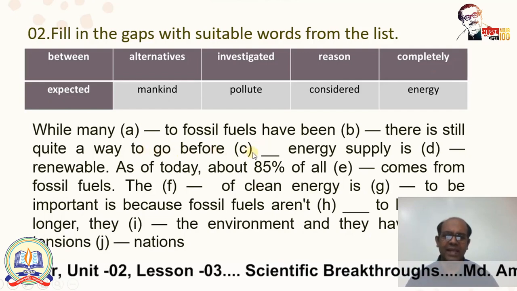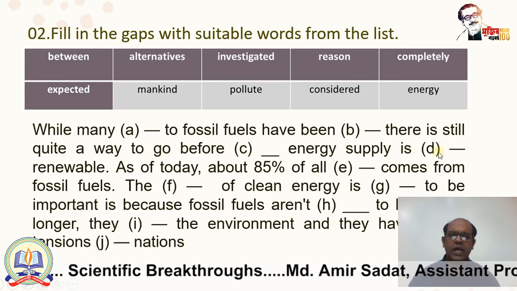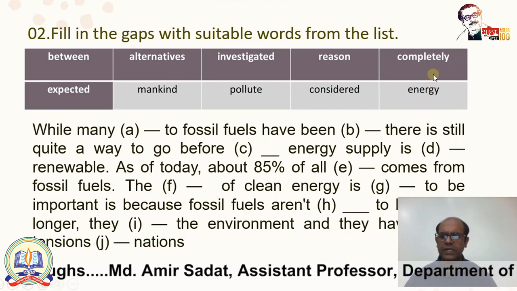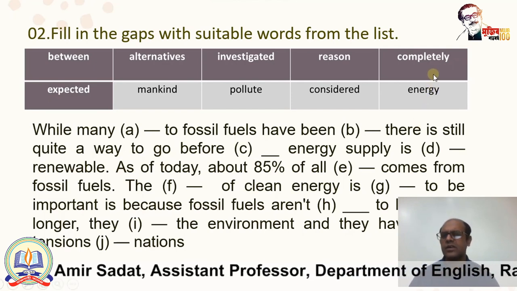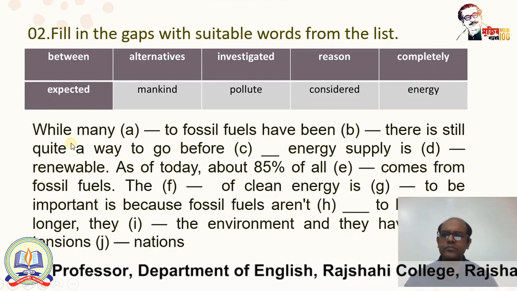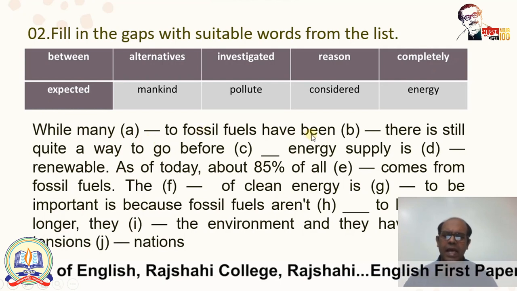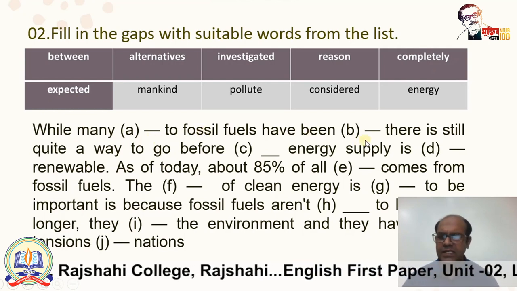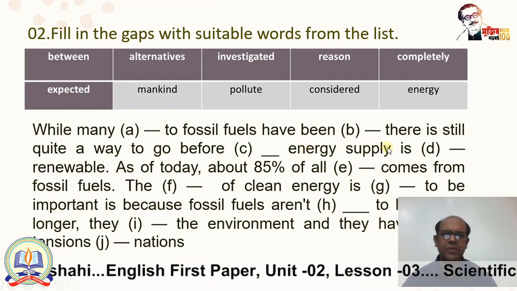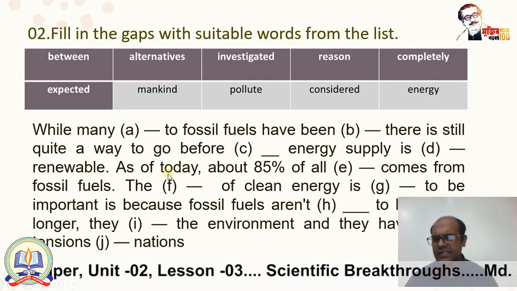To go before mankind, energy supply is gap D. Which will be the correct answer for gap D? Completely is the correct answer. Completely renewable. So I repeat the line. While many alternatives to fossil fuel have been investigated, there is still quite a way to go before mankind's energy supply is completely renewable. Okay, then next sentence.